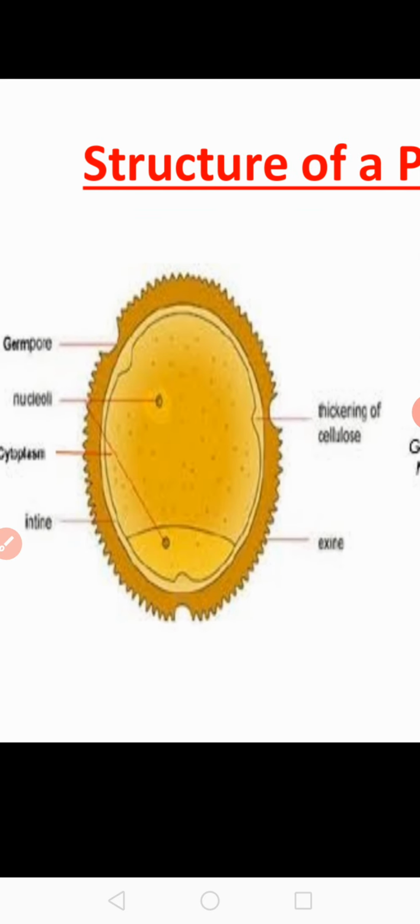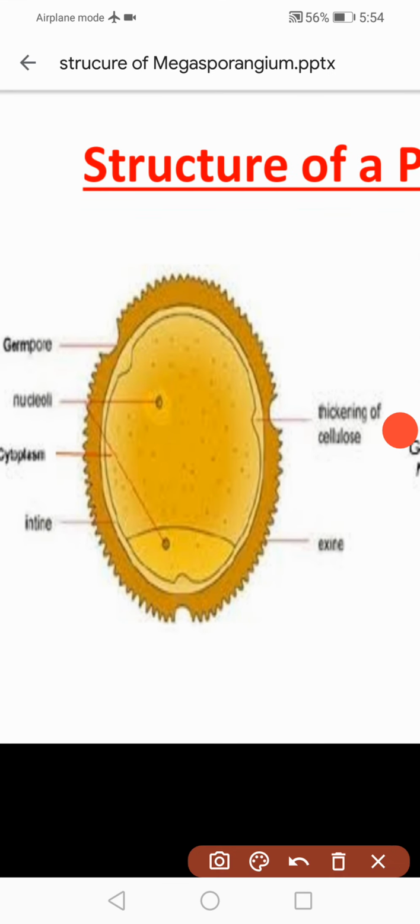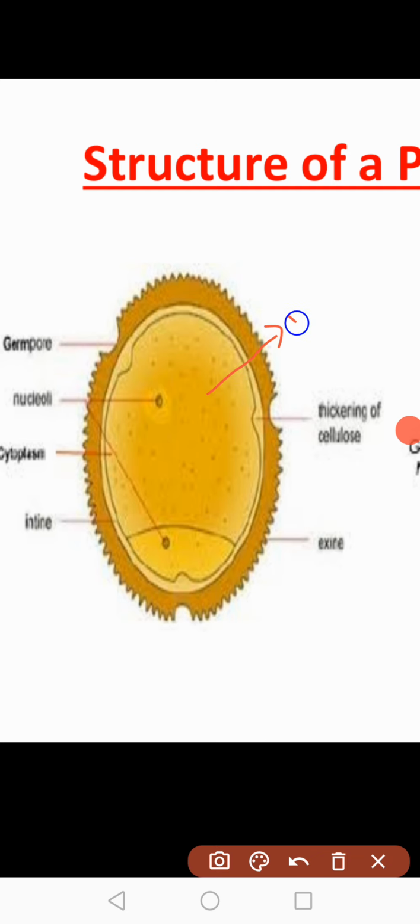Now next to the wall layers, there is the cytoplasm. In a matured pollen grain, it contains two cells. The bigger cell is called the vegetative cell. The smaller cell is called the generative cell. The vegetative cell is slightly bigger and contains plenty of food materials and also a large irregularly shaped nucleus, whereas the generative cell is small, spindle shaped and contains a single nucleus.